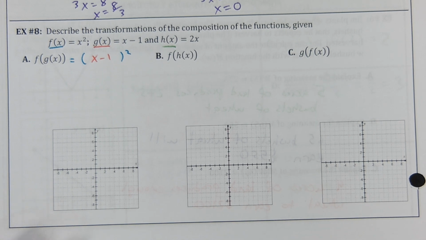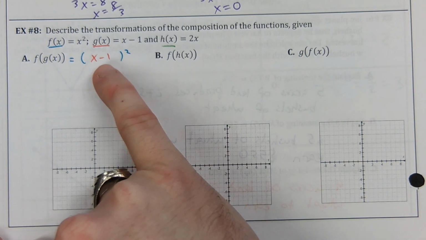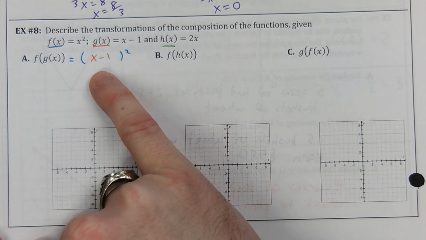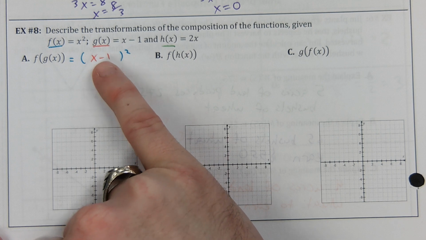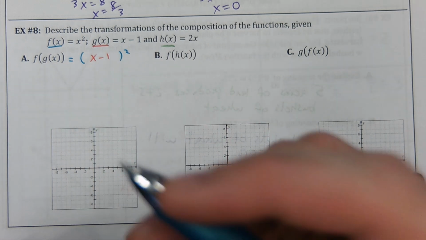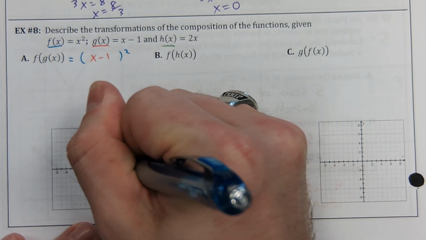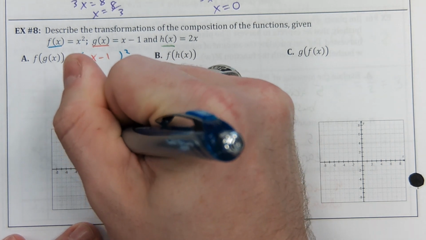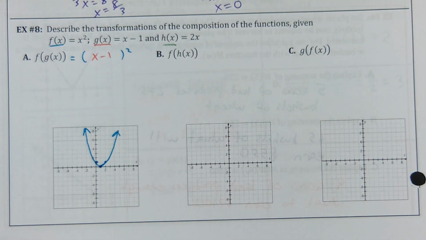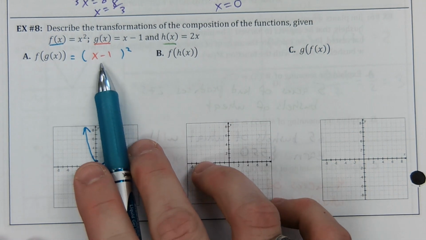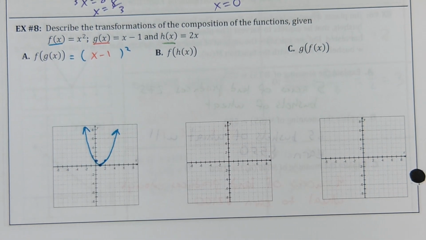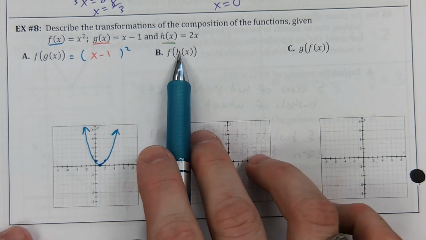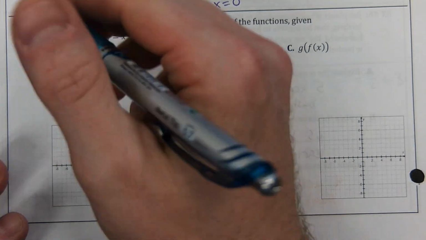If we were to graph this, this is just a parent quadratic that points up, whose vertex is at 1, 0, because that's what makes the inside equal 0. So it looks like this. So how does that compare to x squared? Well, it's shifted right 1 unit. That's it. Describe the transformations, and then graph.